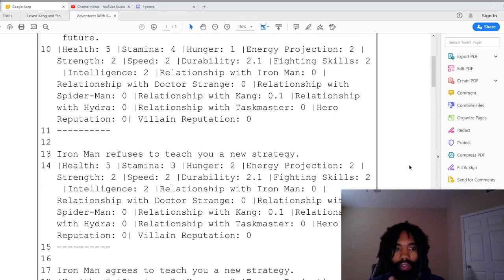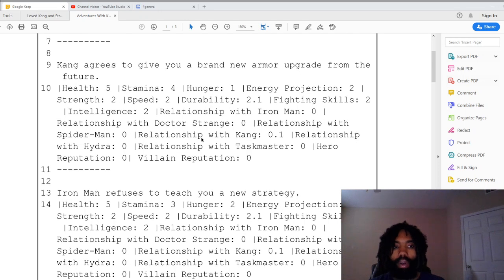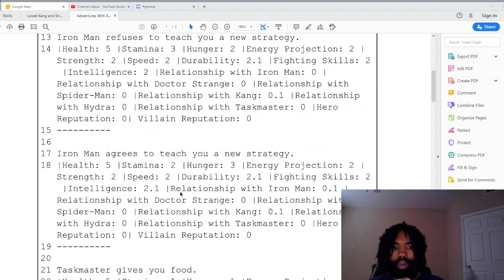So far, just from these 3 loops, as I call them, they've already developed a relationship with Kang the Conqueror and increased their durability by improving their armor with futuristic upgrades. And they've already formed a relationship with Iron Man and learned a new strategy from Iron Man, which increases their intelligence stat. So right off the bat, the AI is choosing to interact with heroes and villains alike.